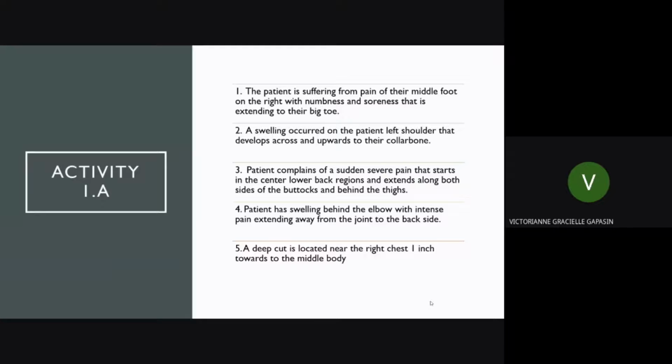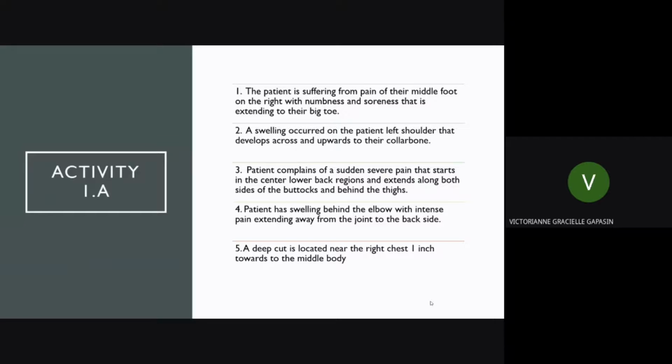Second, patient has inflammation in the left scapular region that extends laterally and superiorly to the contralateral acromial region. Our answer here is a swelling occurred on the patient's left shoulder that develops across and upwards to their collarbone.